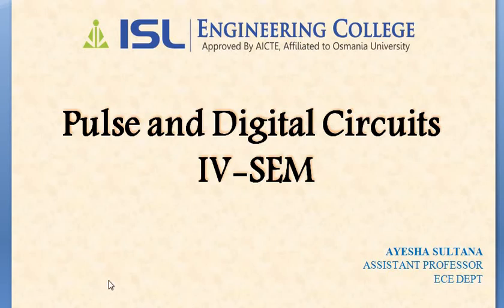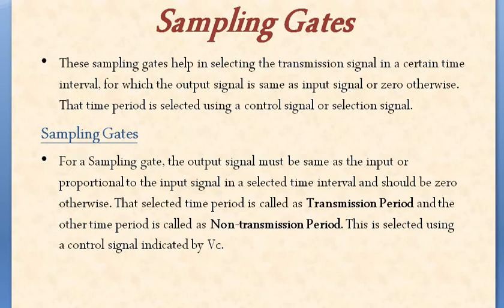Before we move on to the topic, I just want to revise once again what a sampling gate actually is. I hope you all remember. What is another name for the sampling gate? It is also called a linear gate or transmission gate, or it is also called a selection gate.